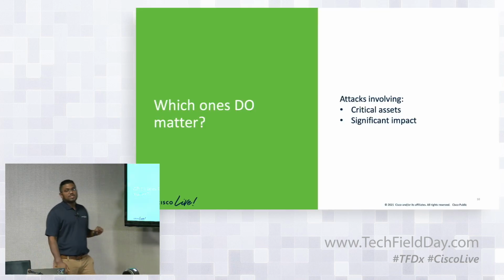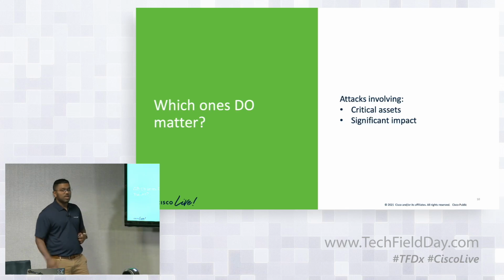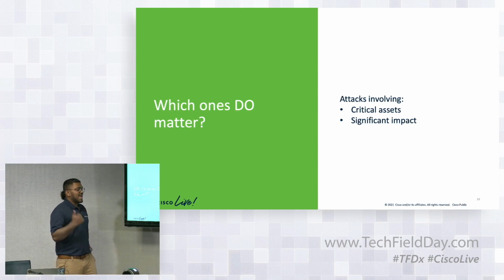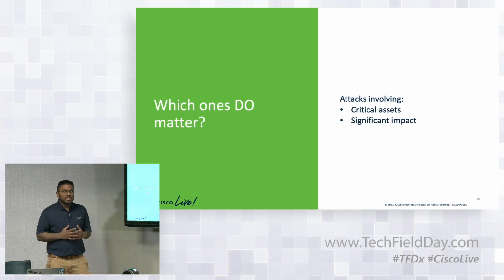So which ones do matter? Which of those 100 incidents, how do you find the 2 or 3 that actually do matter? Well, attacks involving critical assets and attacks that have potential significant impact. That's the way that you can determine if you have a high chance of potential breach.